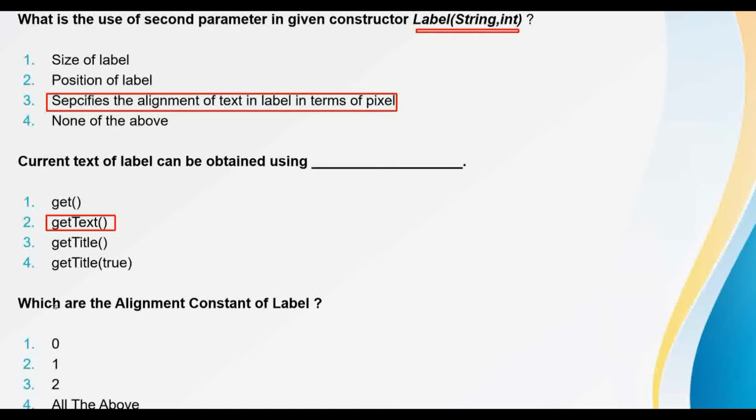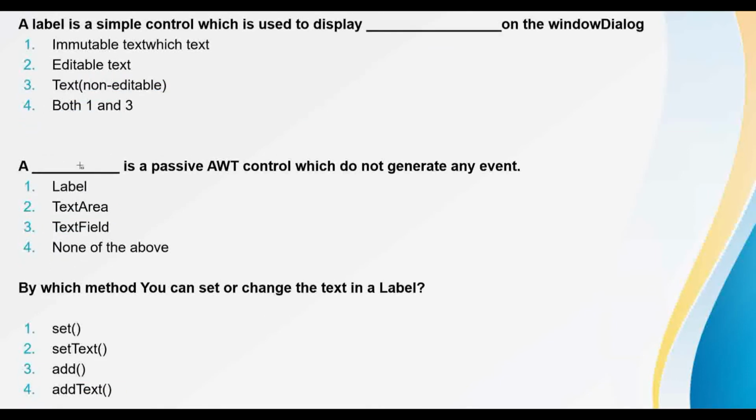getText. Which are the alignment constants of label? The answer is all of the above. A label is a simple control which is used to display which text on the window dialog. The answer is both 1 and 3, because text can be immutable or text can be non-editable.